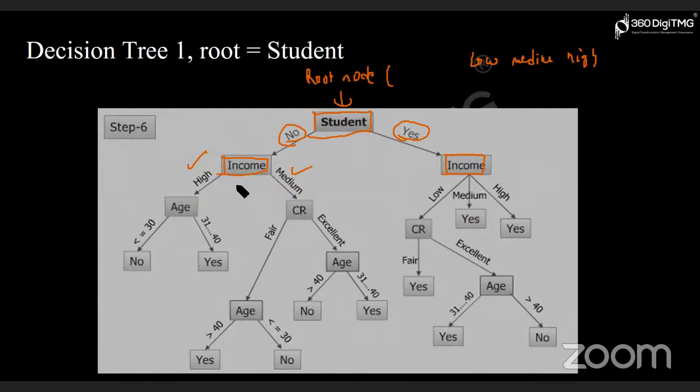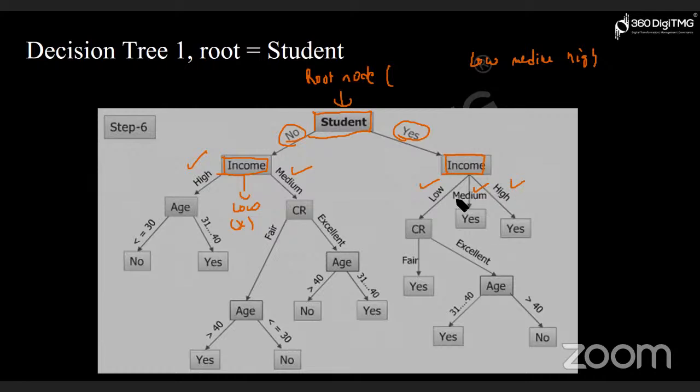Okay. So what this means is that we split this specific income node into high and medium only. We don't have anything for low. Nothing is there for low in the data set. So we split it. But when a person is student, they can be either high, medium, and low. They can be belonging to any of these three income groups. So we split this into three.